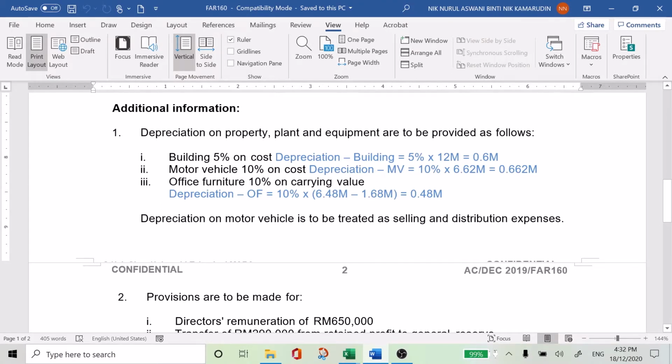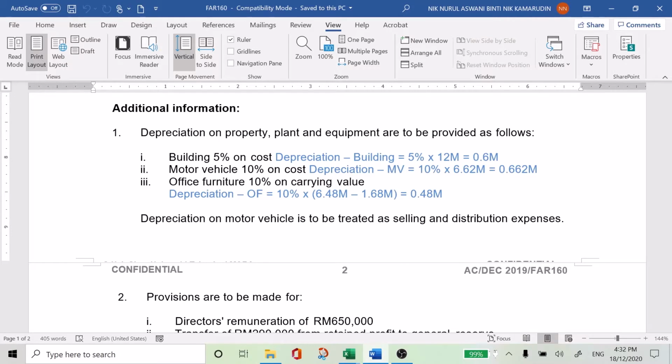Motor vehicle 10% on cost, so cost of motor vehicle is 6.62 million times 10%. So the depreciation is equal to 662,000. However, for office furniture, they decide to provide 10% on carrying value. So carrying value means cost minus the accumulated depreciation. That is what we are going to do.